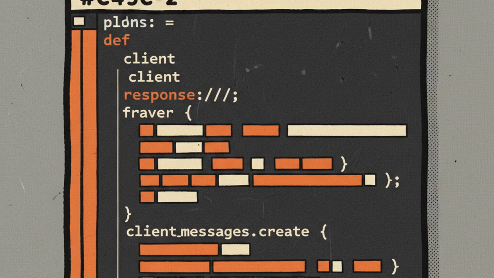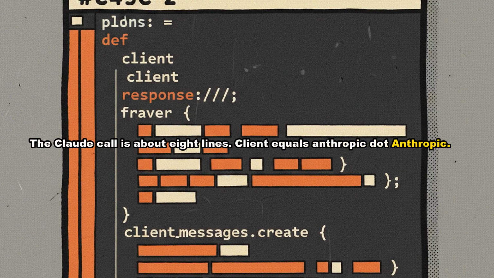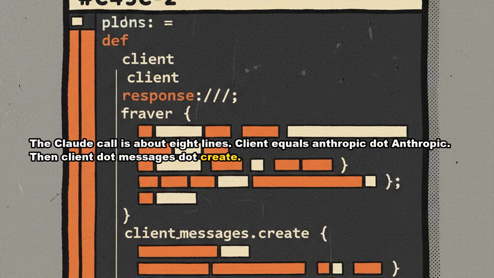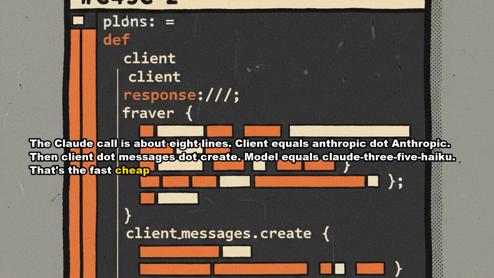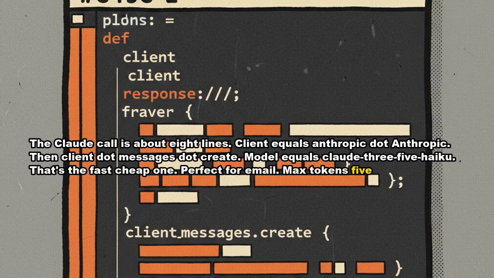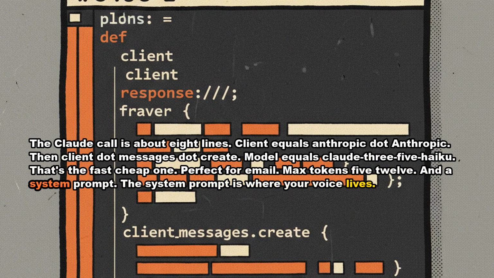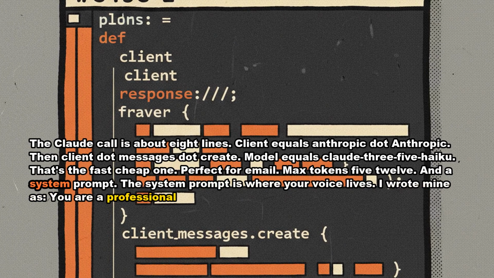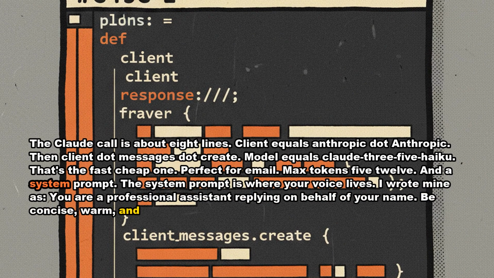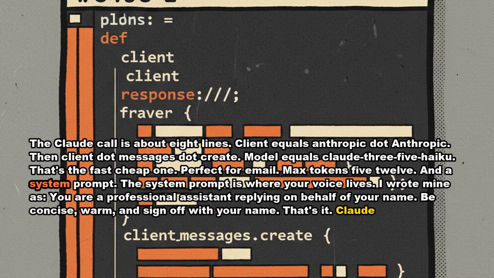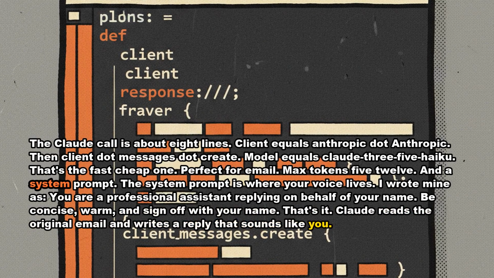Here's the Claude call. This is the heart of it. The Claude call is about 8 lines. client equals anthropic.Anthropic. Then client.messages.create. Model equals Claude 3.5 Haiku. That's the fast, cheap one, perfect for email. Max tokens 512. And a system prompt. The system prompt is where your voice lives. I wrote mine as, you are a professional assistant replying on behalf of your name. Be concise, warm, and sign off with your name. That's it. Claude reads the original email and writes a reply that sounds like you.